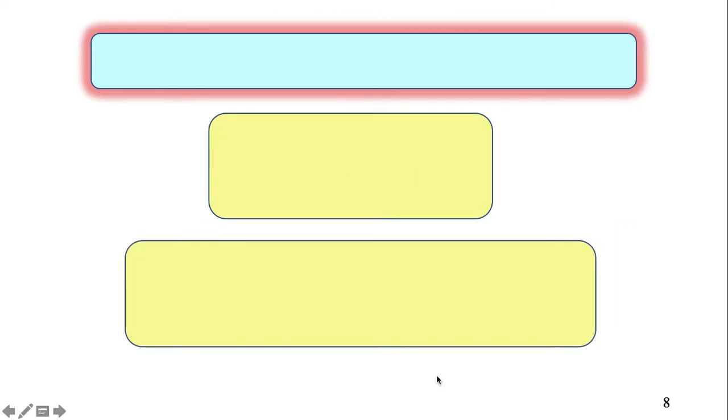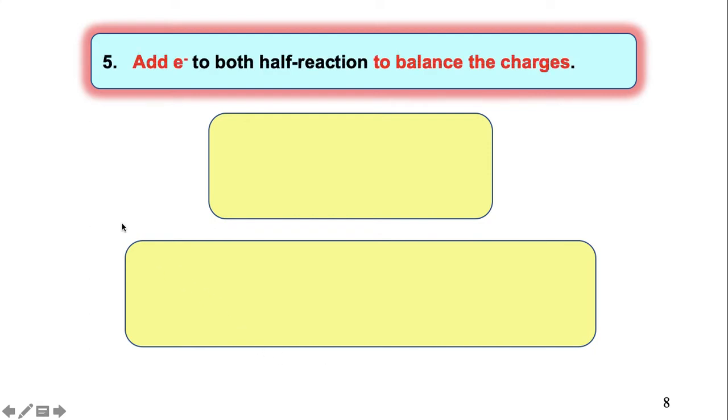The next step is to add electrons to both half reactions to balance the charge. Previously, we have already balanced the atoms. Now we need to balance the charge. For example, for iron here, we have Fe2 plus and Fe3 plus. So positive 2 on the left side, positive 3 on the right side. We have to make the right side positive 2, so you have to add 1 electron on the right side. So the charge will be balanced.